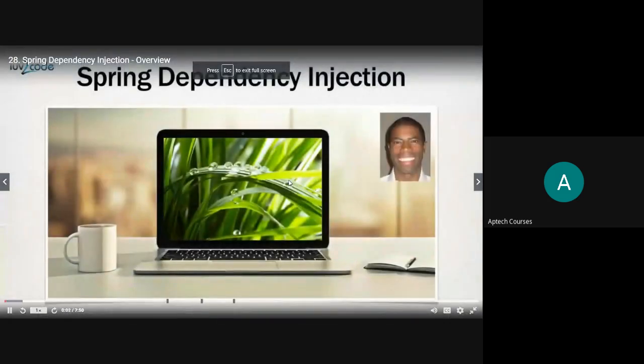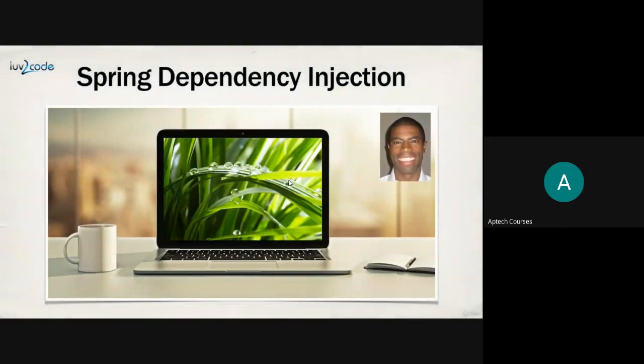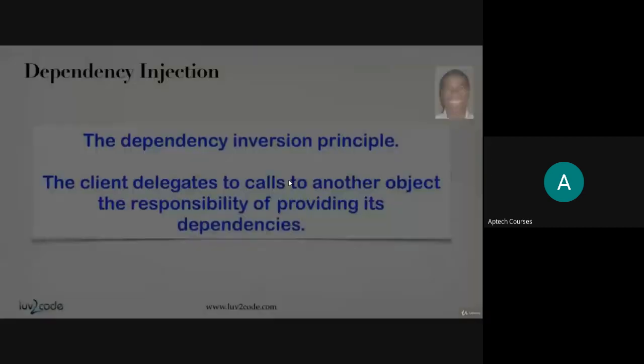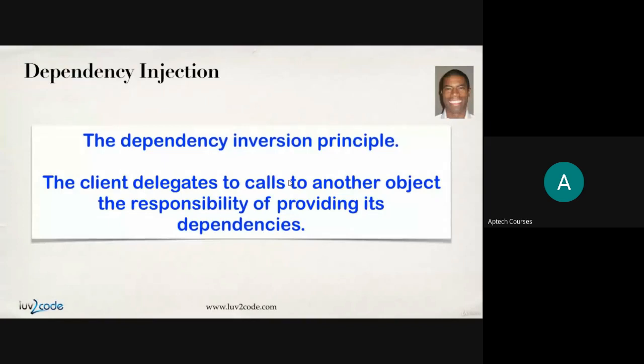In this video, we're going to cover Spring dependency injection. So what exactly is dependency injection? Here's a textbook definition. Allows a program designed to follow the dependency inversion principle. The client will delegate to the external code, the injector, the responsibility of providing its dependencies. If that didn't confuse you, I don't know what will. So let's break it down into normal layman's terms that a mere mortal can understand.